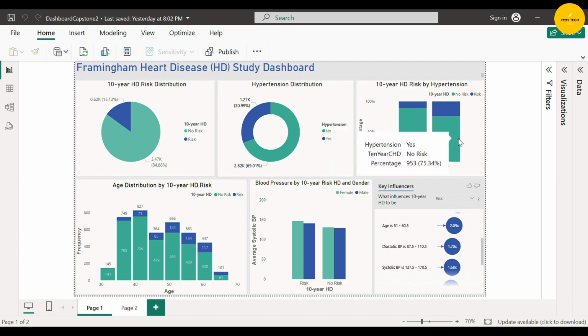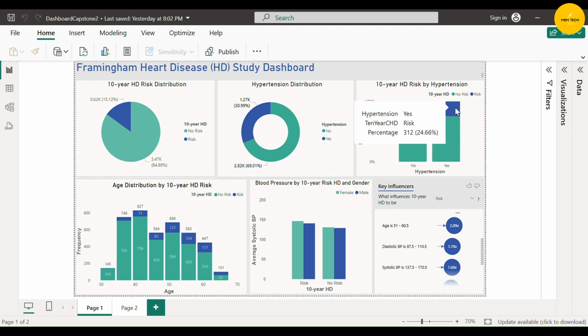So we see that in the high blood pressure group, this bar, the percentage of patients with risk of heart disease is 25%, which is higher than in this group, with 10.83% of patients who have risk of developing heart disease.